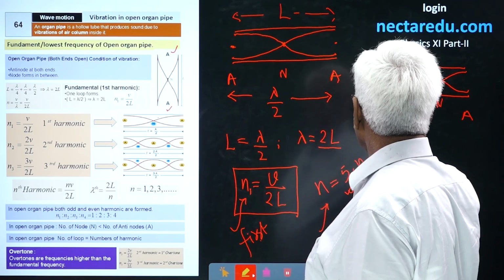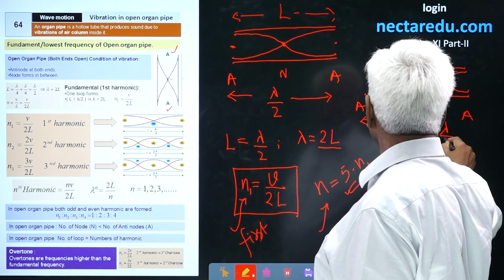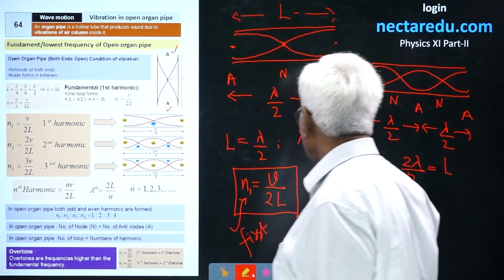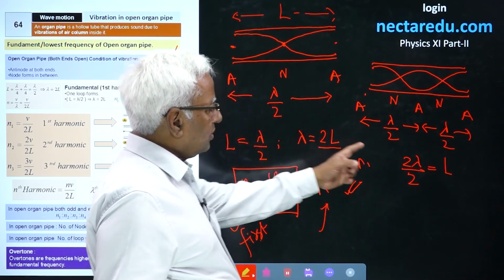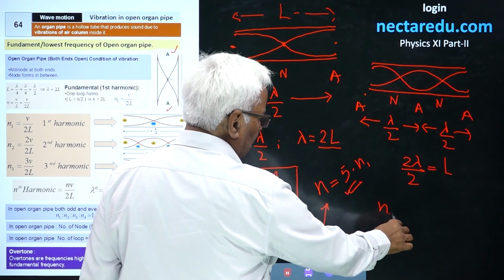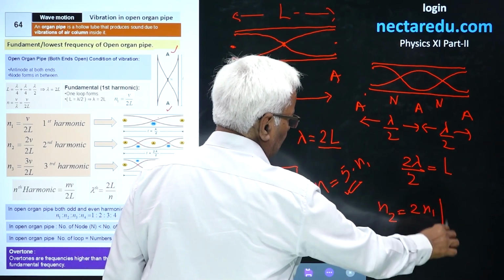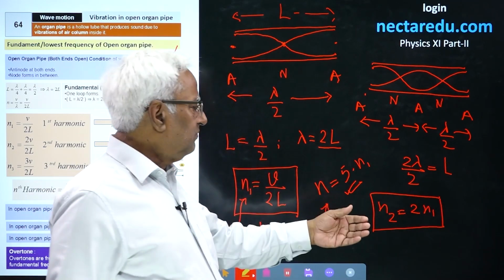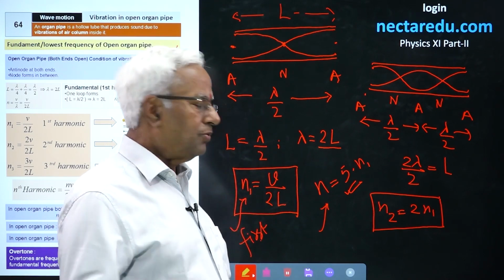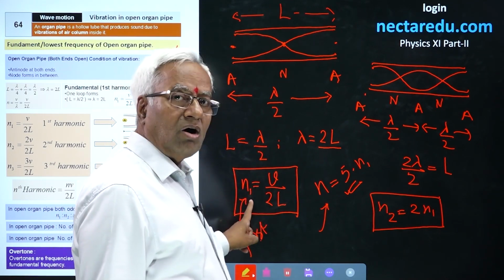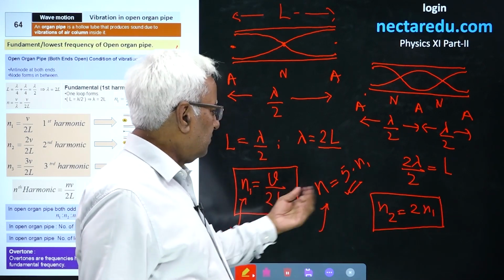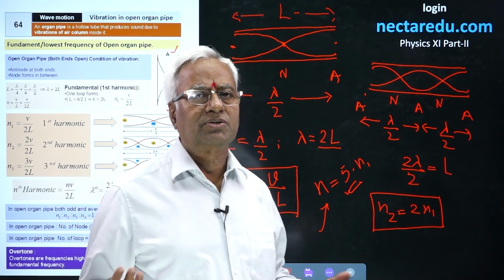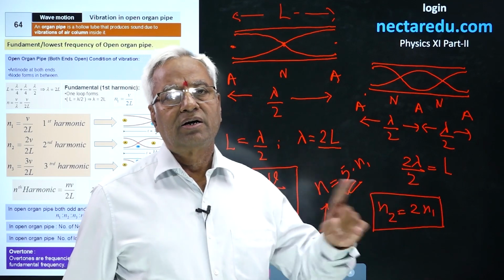You see, this is lambda by 2, again this is lambda by 2, 2 lambda by 2, this becomes equal to the length. It is just 2 times. The frequency you are going to get is now 2 times the previous one, that is the second harmonic. One thing is apparent from this very derivation, that the frequencies we are going to get, it is odd, it is even: this is first harmonic, this is second, then we will get third, and so on. That means odd and even, all the harmonics are available in this open organ pipe.